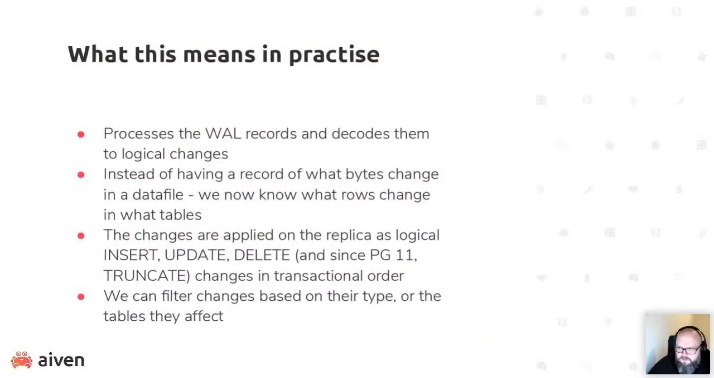What this means in practice is that in logical replication, we process the WAL records and decode them to logical changes. So instead of having a record of what bytes change in a data file, block-level changes, like in physical replication, with logical replication, we actually know what rows change in what tables. These changes are then applied to the replica as logical insert, update, delete, and truncate operations in transactional order. This means we can filter what sort of changes we want to replicate and to which tables.